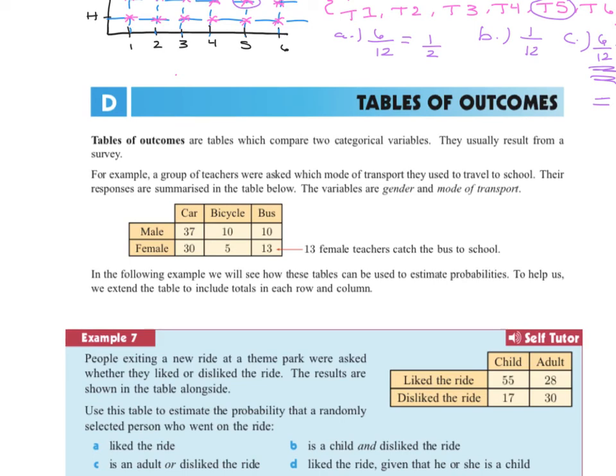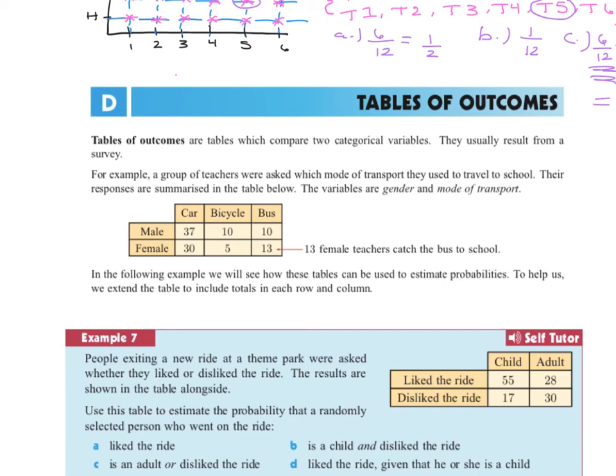The variables are gender and mode of transport. So they've got gender, male, female, and they've got mode of transport, which is car, bicycle, or bus. So the 13 represents the fact that 13 female teachers catch the bus to go to school. In the following example, we will see how these tables can be used to estimate probabilities.